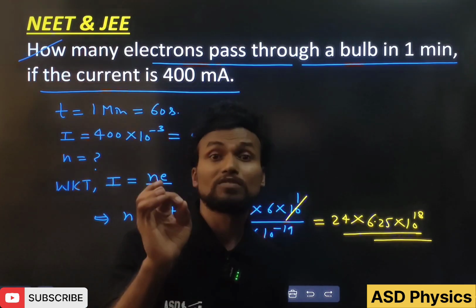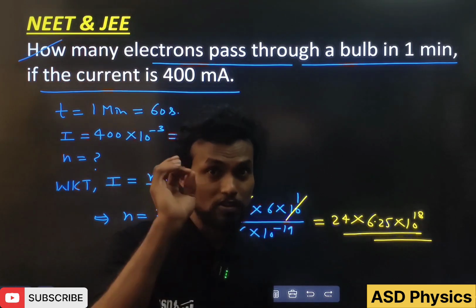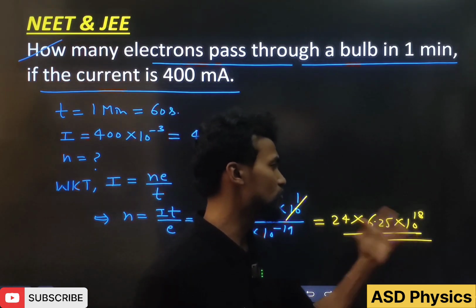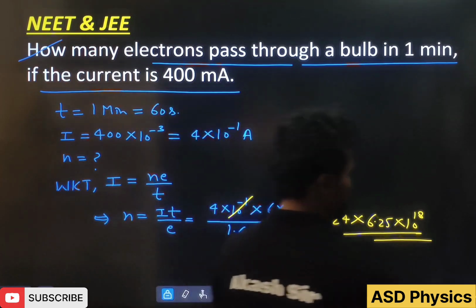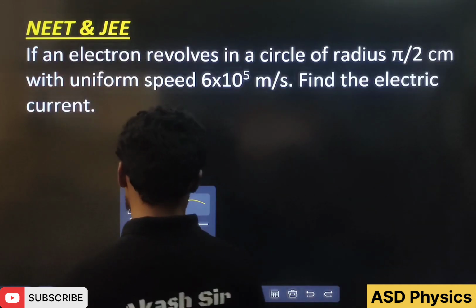Minus 1 coulomb. Plus 1 coulomb means deficiency of electrons. In 1 coulomb, how much is this one? 6.25 into 10 to the power 18. That's why I have just written here directly. Okay, great. Now students, let's move to the next one here.